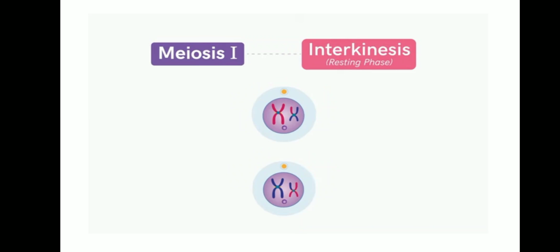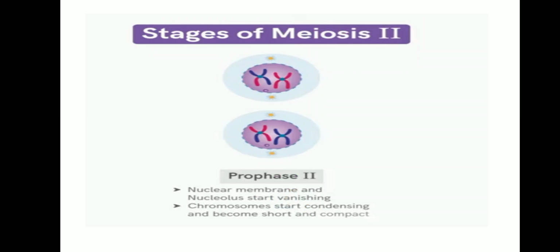In between meiosis I and meiosis II, there is a stage called interkinesis. That means the cell is getting ready for cell division. Again the cell division will be continued, no? So the cell is getting ready, and again the next meiosis II starts. In meiosis II, the same thing will be repeated.